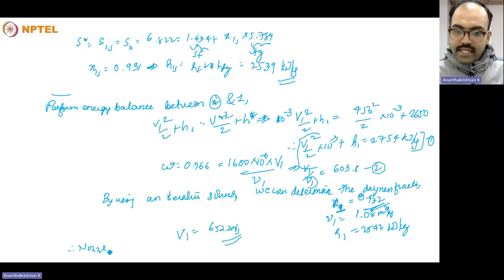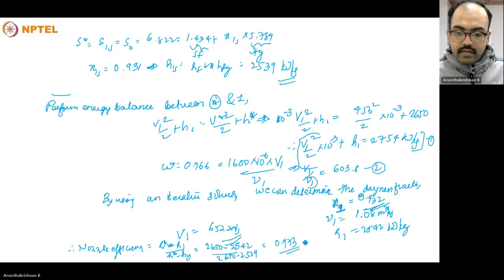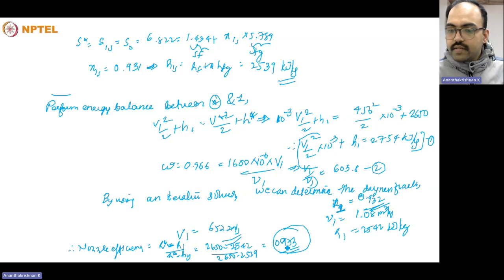Therefore, nozzle efficiency could be written as h star minus h1 divided by h star minus h1s. That will be equal to 2650 minus 2542 divided by 2650 minus 2539. So that will be coming around 0.973. That is the nozzle efficiency.